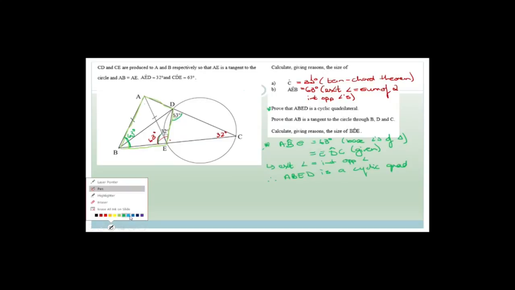Now it says prove, let's use a different color, prove that AB is a tangent to the circle through BDC. So we have to pretend there is a circle going through B, D, C. I'm really bad at drawing. And it says prove that AB is a tangent to that circle.